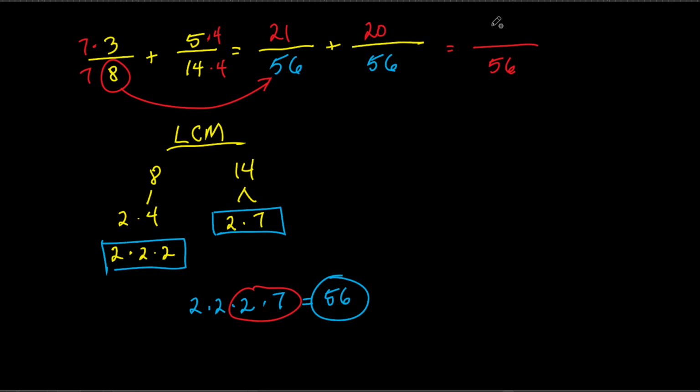What's the top? 41. Always try to reduce it. Will this reduce? Now, 41's prime, so nothing will go into either one of those. So that would be my answer. I just made that question up off the top of my head, but that's basically how you do that.